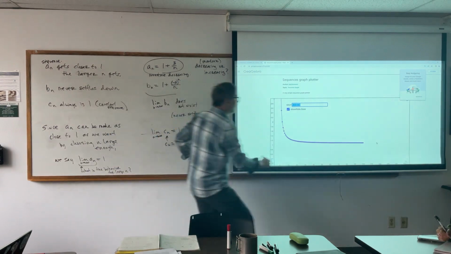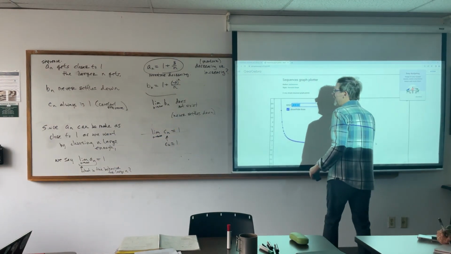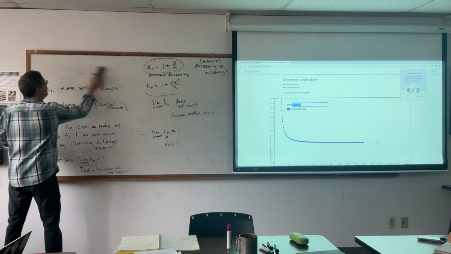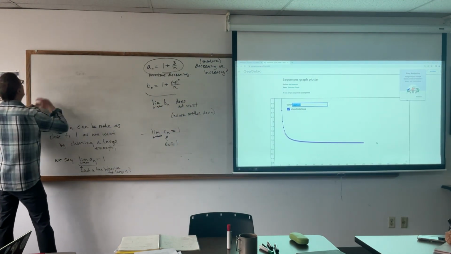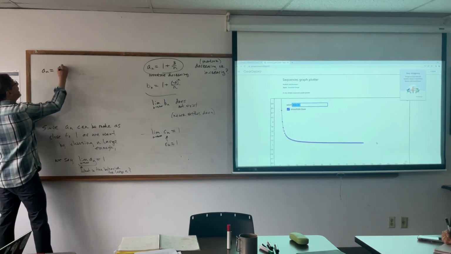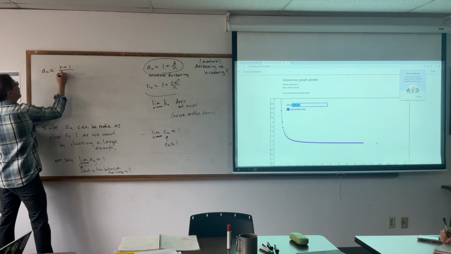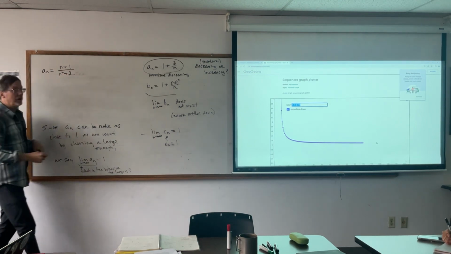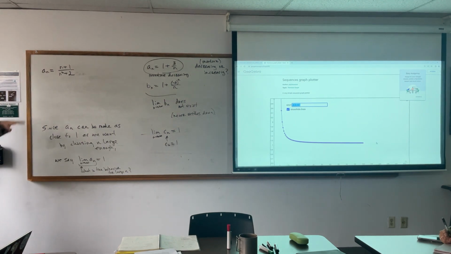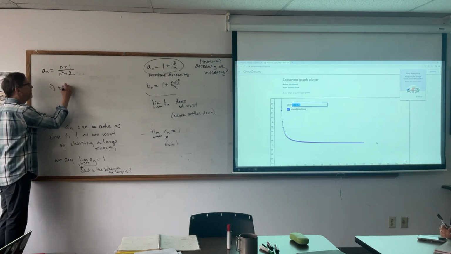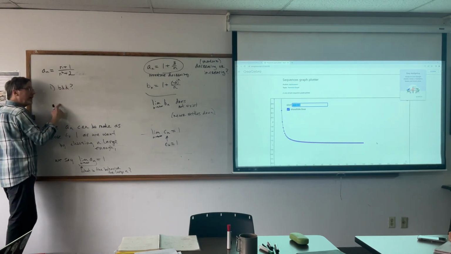Let me give you a problem. So what if I gave you this one? What if we had a sub n equals n plus 1 over n squared plus 2? Let me ask you a couple questions about this. First off, is this sequence bounded? You might want to plot this.